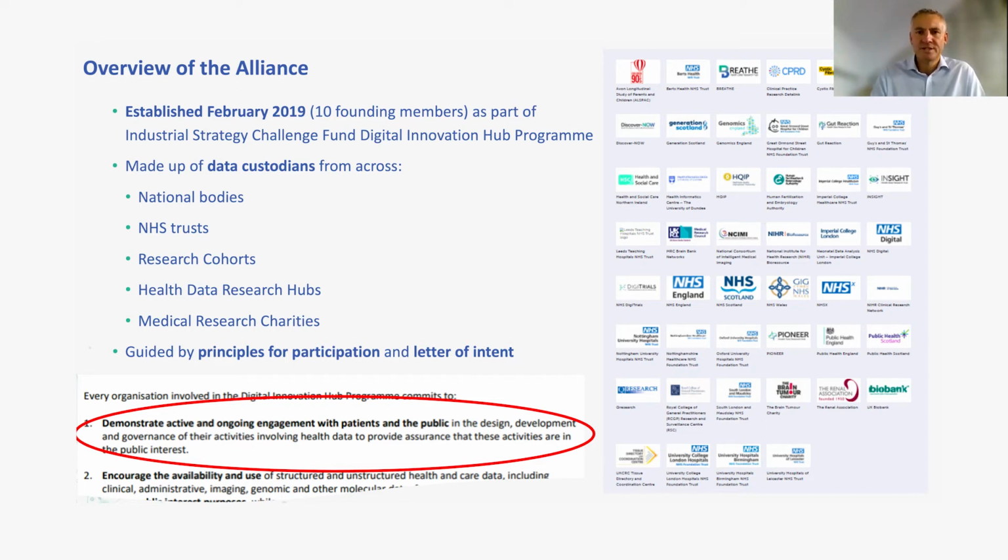We've then got research cohorts. These will typically be developed out of academic institutions, but also some of the larger cohorts around Genomics England and UK Biobank. We've also got the health data research hubs and the medical research charities. And they're all guided by the principles of participation letter of intent, of which our first principle is about demonstrating active and ongoing engagement with patients and the public.